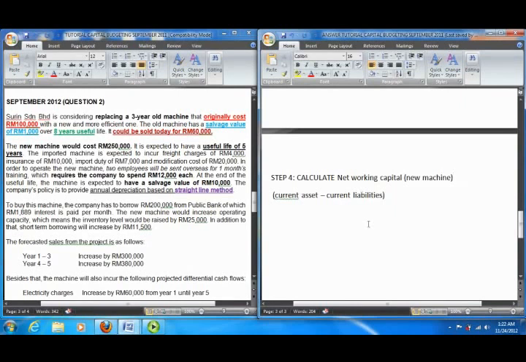They will inform you regarding the information on current assets and current liabilities. Class, as you can see, the new machine will increase operating capacity, which means the inventory level will rise by 25,000. Class, is inventory a current asset? Yes. Inventory is a current asset.